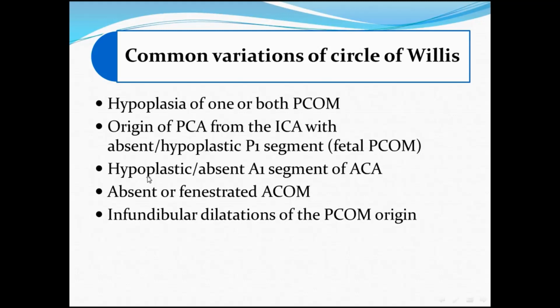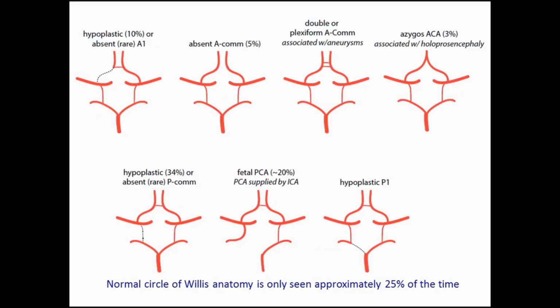Another variation is the hypoplastic or absent A1 segment of the anterior cerebral artery, absent or fenestrated anterior communicating artery, and infundibular dilatation of the posterior communicating origin. Here we take a look at some common variations of the circle of Willis. In this case, we see that there is a hypoplastic or absent A1 segment of the anterior cerebral artery. Here we see an absent anterior communicating artery, which is supposed to be here between the two anterior cerebral arteries.